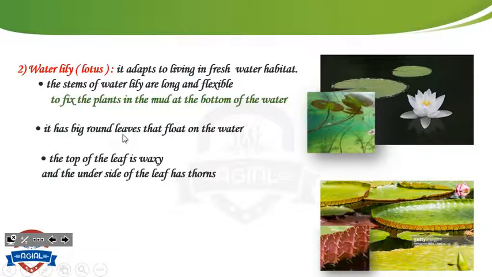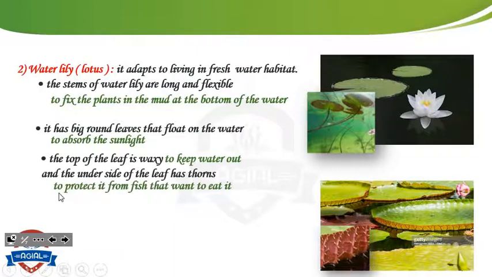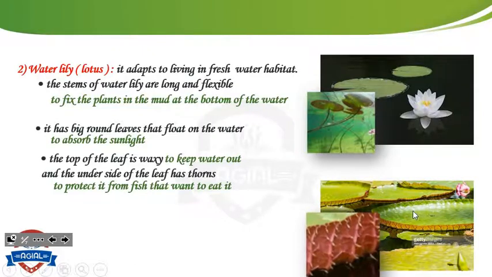It has big round leaves that float on the water to absorb the sunlight. The top of the leaf is waxy to keep water out, and the underside of the leaf has thorns to protect it from fish that want to eat it.